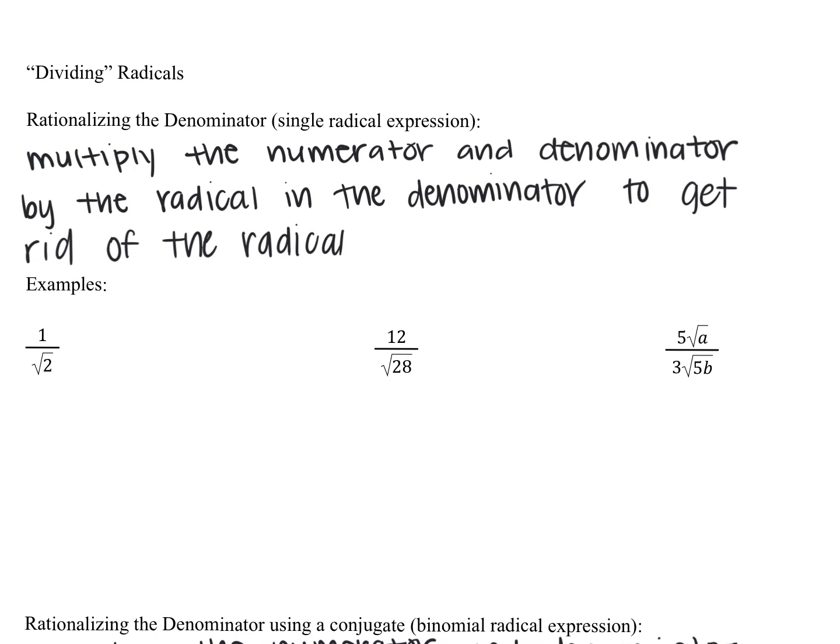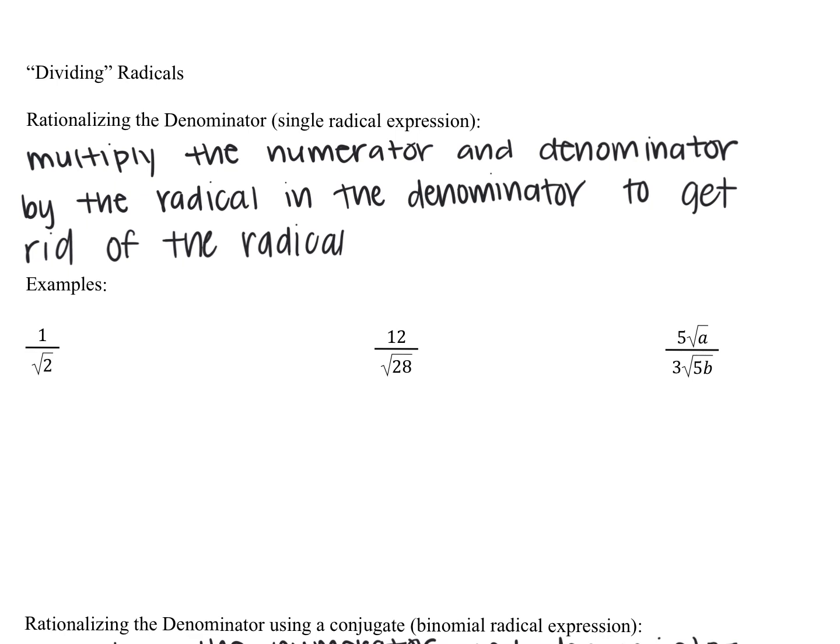And there's two types of rationalizing the denominator we're going to look at. When you have a single radical expression in the denominator, and when you have a binomial radical expression. So we're going to start when you have a single radical expression. When you rationalize the denominator, you are multiplying the numerator and the denominator by the radical that is in the denominator to get rid of the radical. We're only going to be dealing with square roots here just to keep it easier. But if you have a cube root or fourth root, it's not as simple as just multiplying by the radical in the denominator.